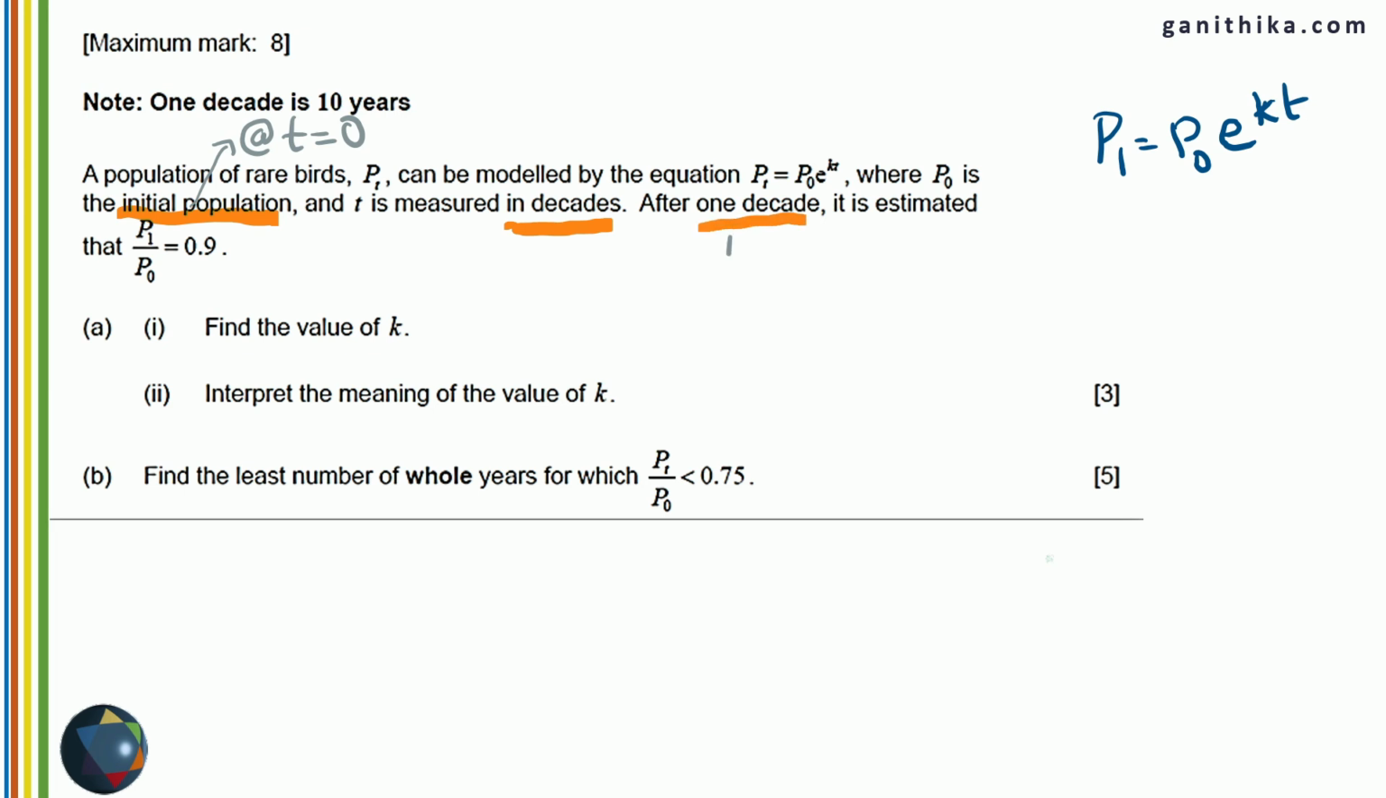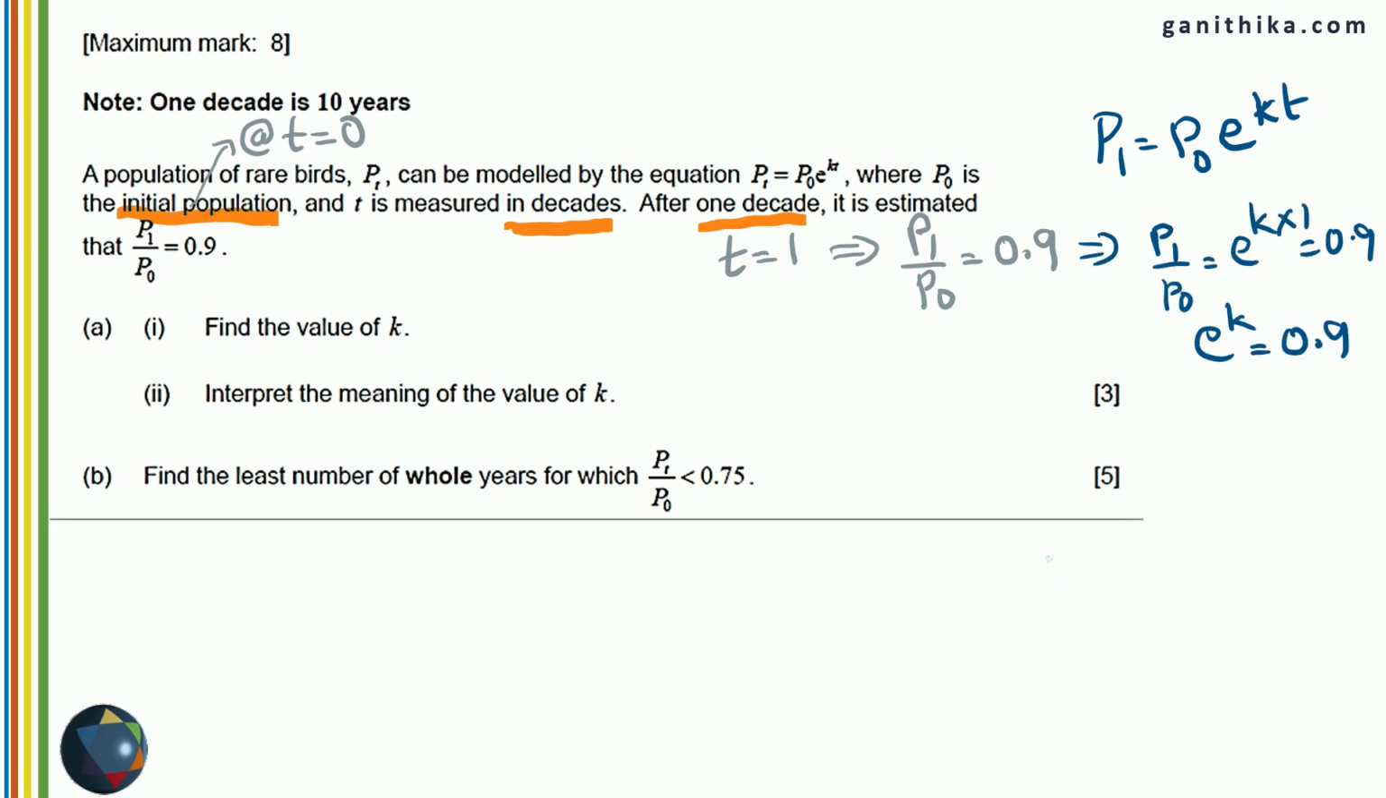After 1 decade, which means t is equal to 1, it is estimated that p1 by p naught is equal to 0.9. It's given in the question. So using this, I can write that p1 by p naught is equal to e to the power of k times 1, because it is at t equal to 1. So p1 by p naught equal to 0.9 gives me e power k is equal to 0.9, which further gives me that k is equal to ln of 0.9. You can leave it here for A1, but I will simplify this to negative 0.105 to answer the next question.